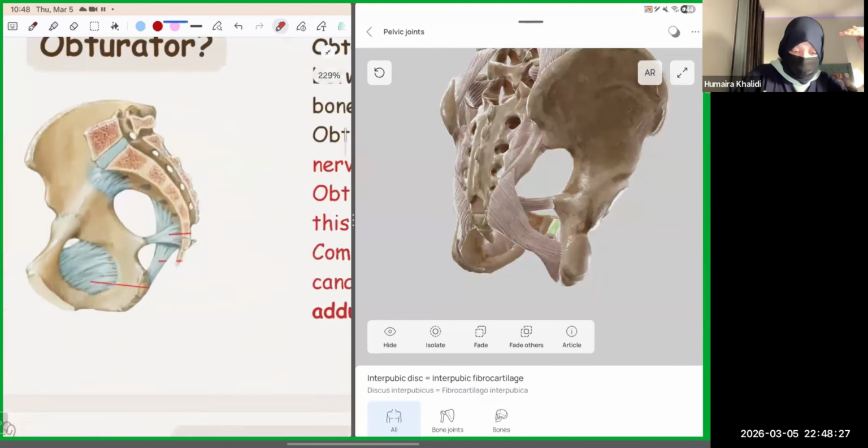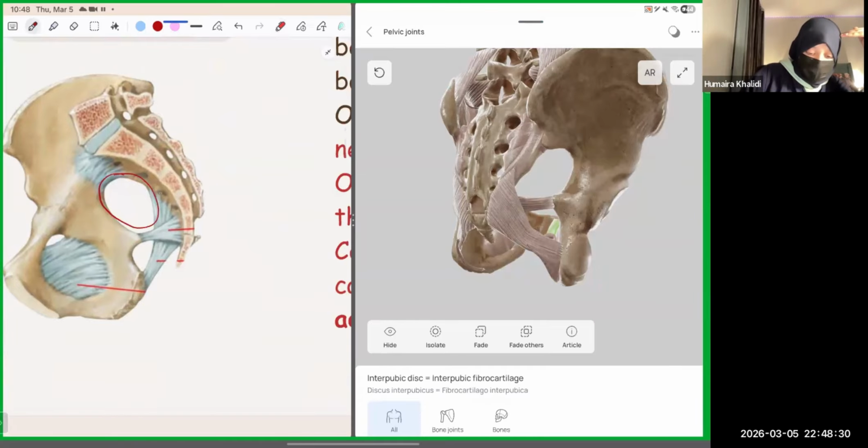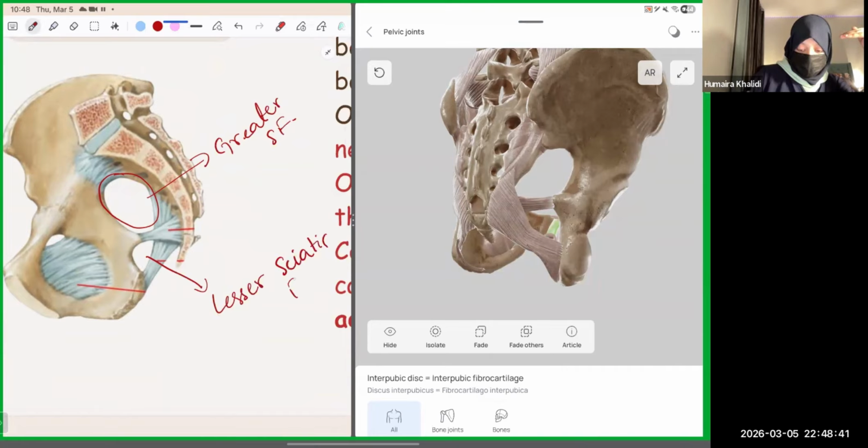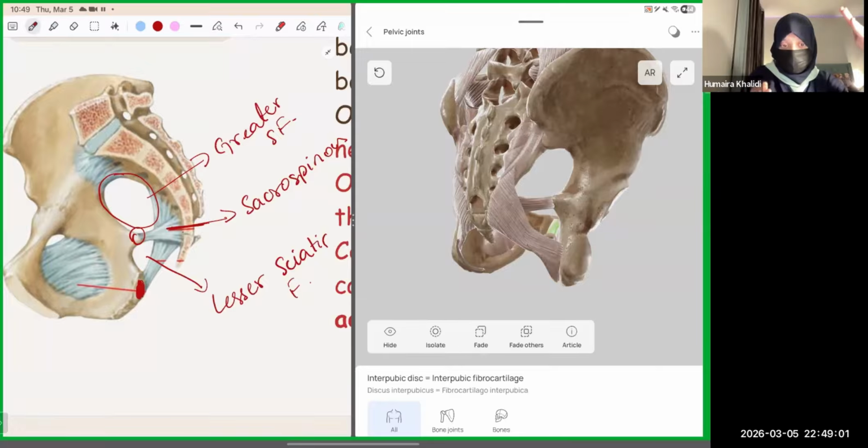I said this is the greater sciatic foramen. This is going to be the lesser sciatic foramen. This one over here is the sacrospinous ligament because it's connecting the ischial spine to the sacrum. What is this landmark called? This is the ischial tuberosity. So this tuberosity is being connected to the sacrum by this ligament. So what ligament is this?